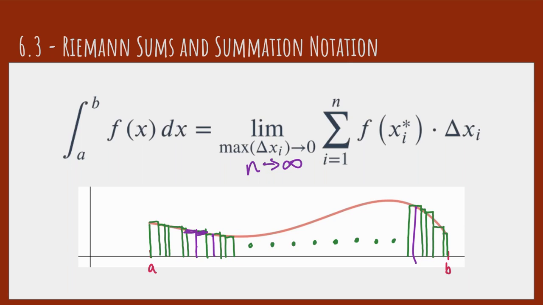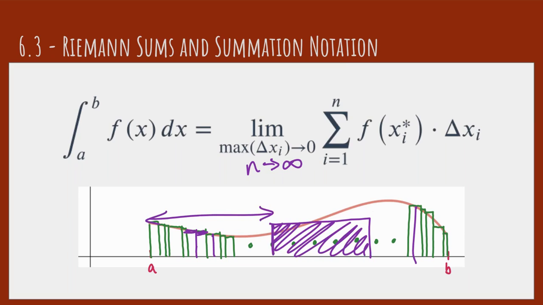So we could have infinitely many rectangles, but we could have one rectangle out here in the middle that's just never changing. And obviously, this is not going to give us an exact answer. We could have infinitely many rectangles along this part and along this part, but as long as we have a rectangle here that has a non-zero width, this doesn't work.